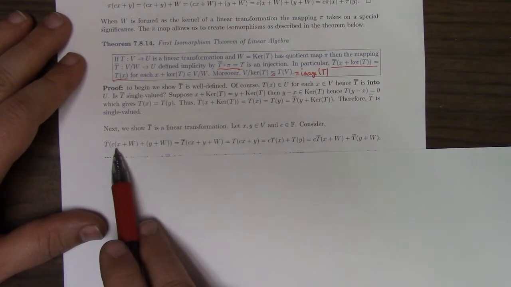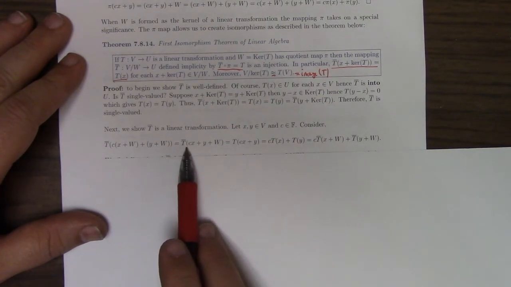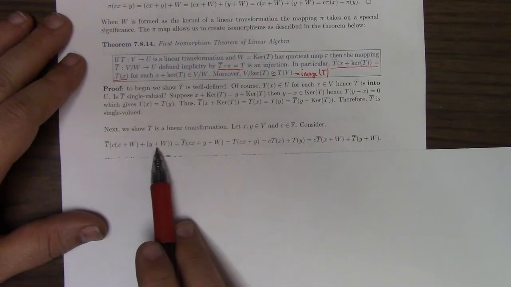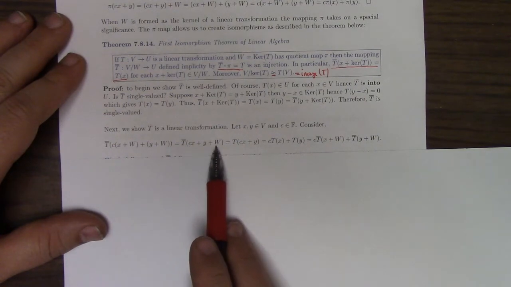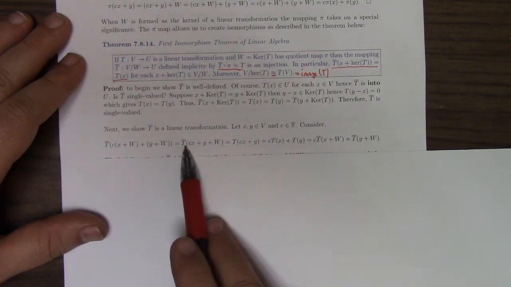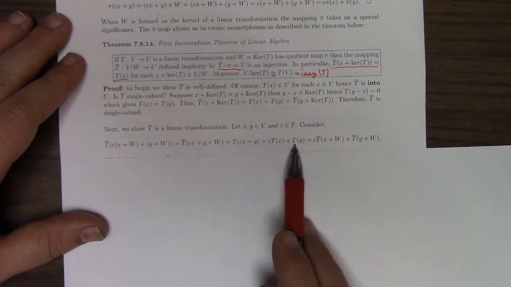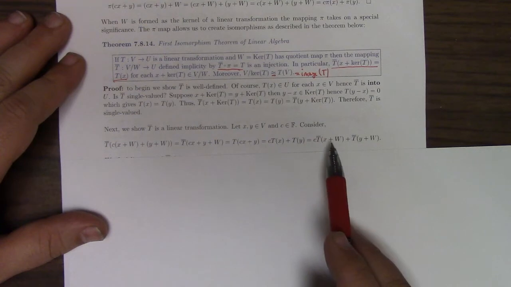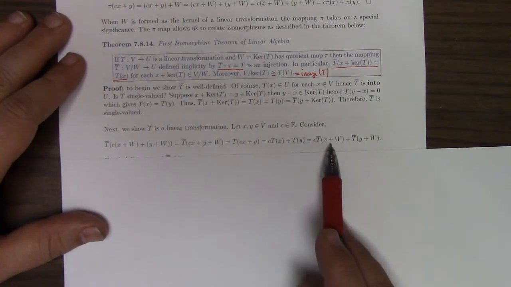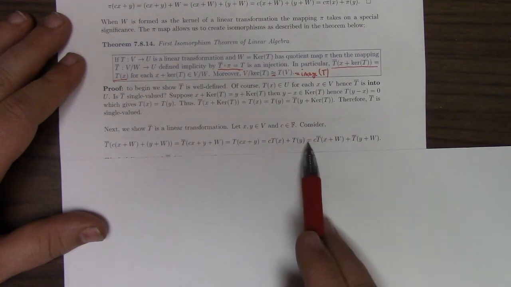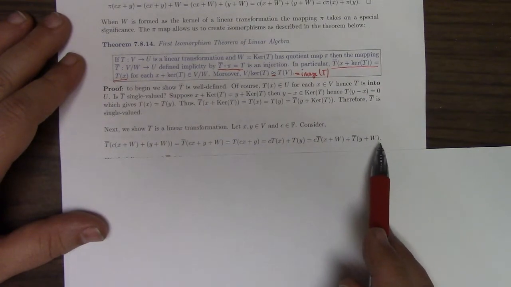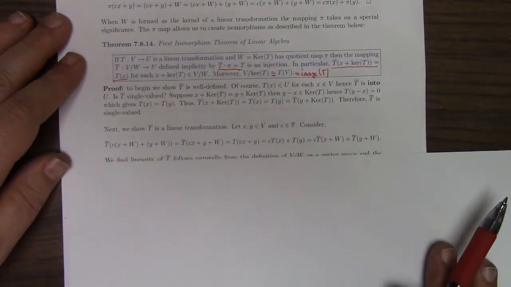T bar of this plus that is, by definition of coset addition, T bar of this, right? But then by the definition of T bar, it's T of the representative, which then by linearity of T gives me that. And then unpacking it, this is T bar of x plus w plus T bar of y plus w, which proves, of course, linearity.